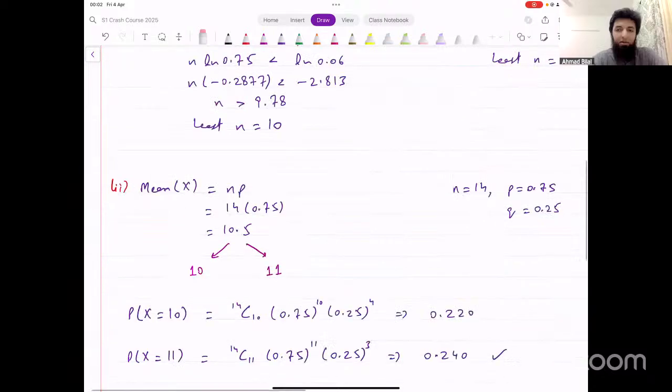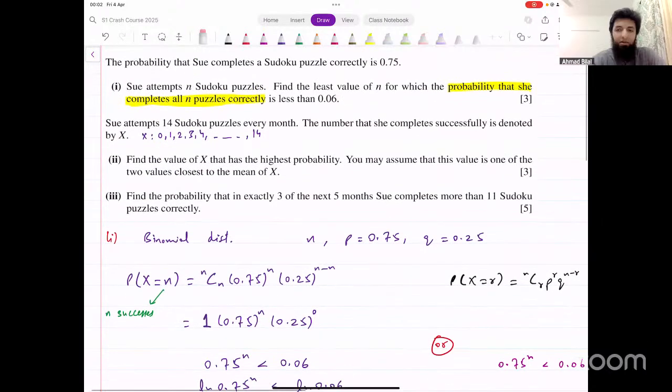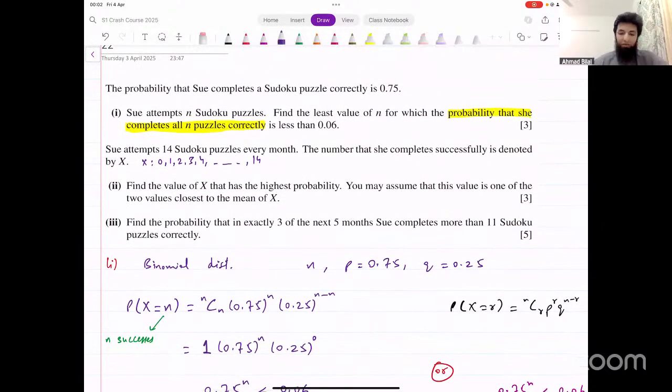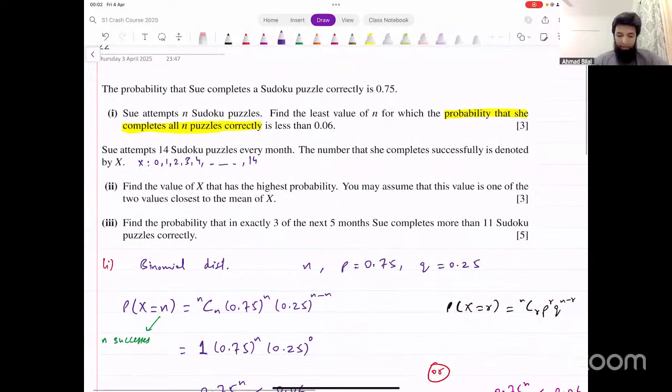Now, the third part is why I wanted to do this question in particular. It says, find the probability that in exactly 3 of the next 5 months, Sue completes more than 11 puzzles correctly. Now, what does that even mean?